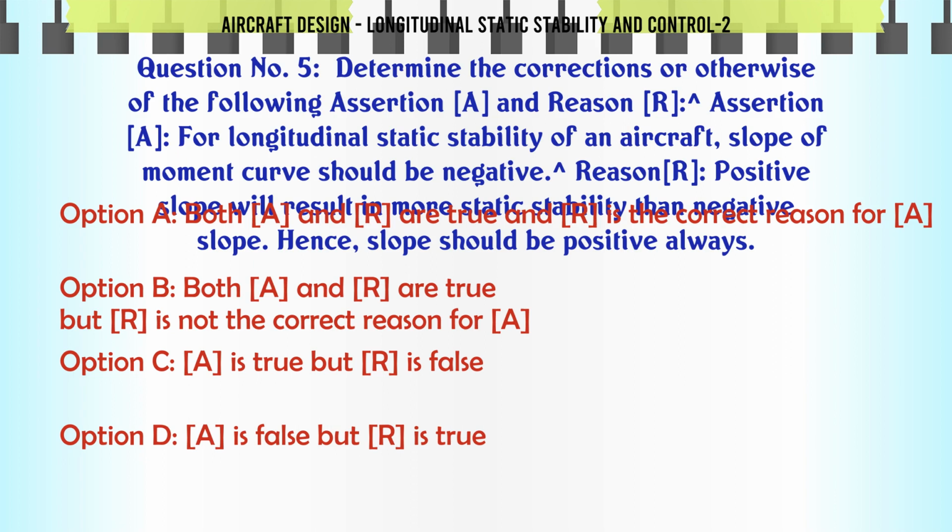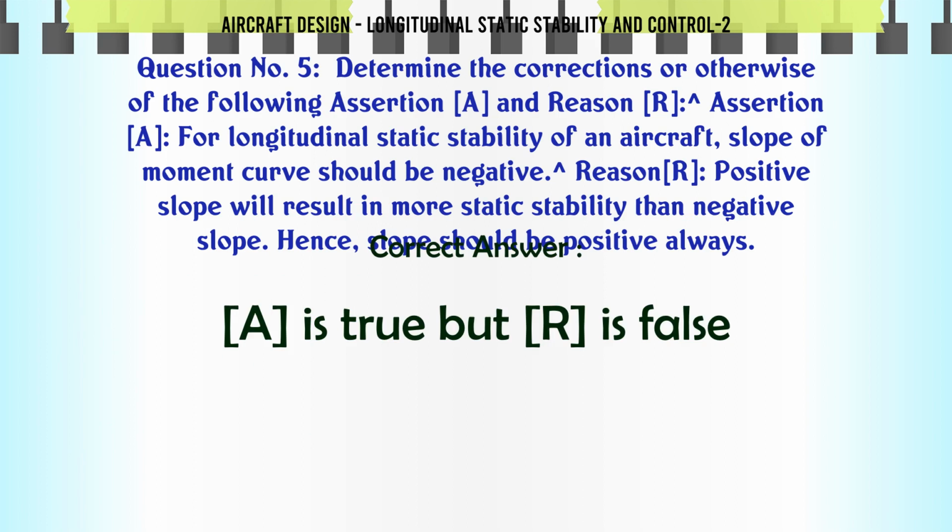A: both A and R are true and R is the correct reason for A. B: both A and R are true but R is not the correct reason for A. C: A is true but R is false. D: A is false but R is true. The correct answer is A is true but R is false.